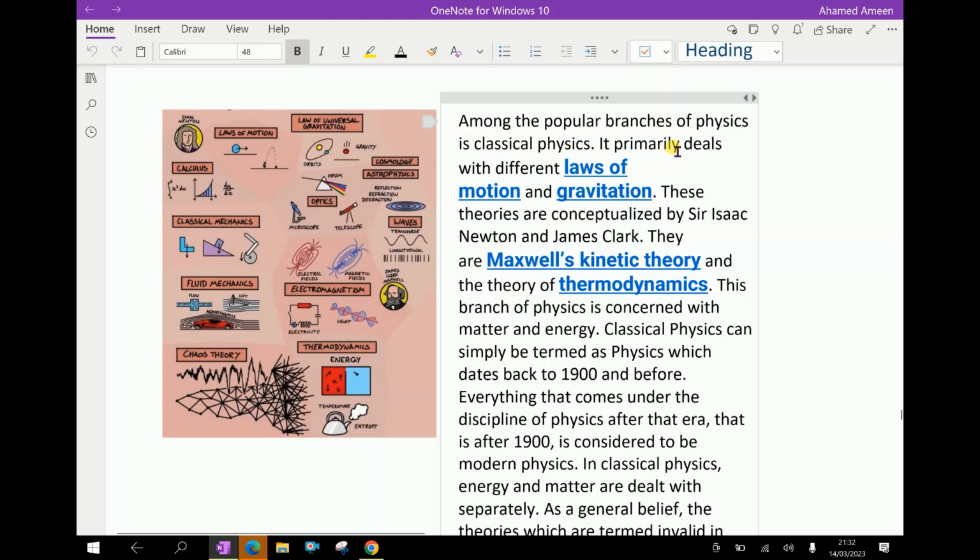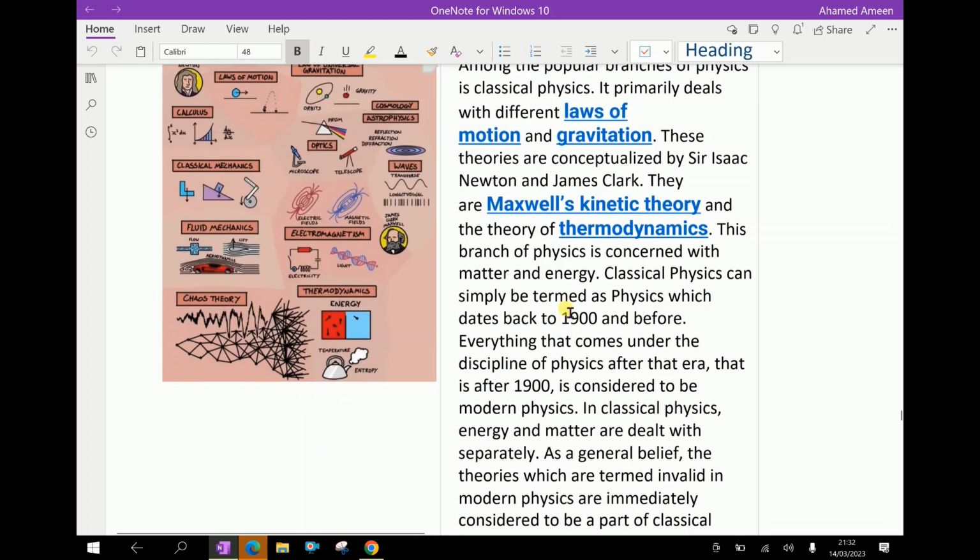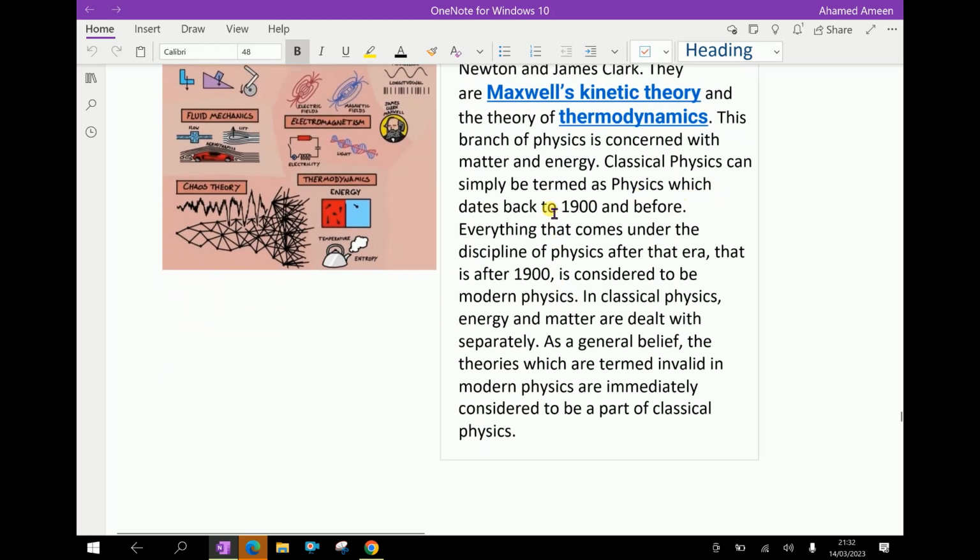Among the popular branches of physics is classical physics. It primarily deals with the effects of different laws of motion and gravitation. These theories were conceptualized by Sir Isaac Newton and James Clerk Maxwell, namely Maxwell's kinetic theory and the theory of thermodynamics. This branch of physics is concerned with matter and energy. Classical physics can simply be termed as physics which dates back to 1900 and before.